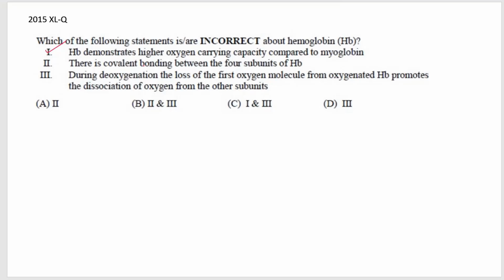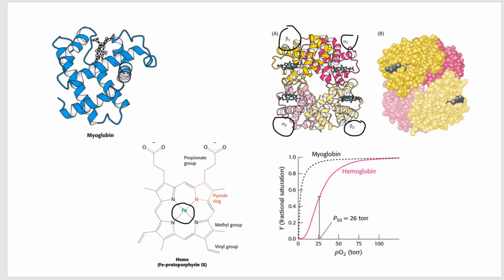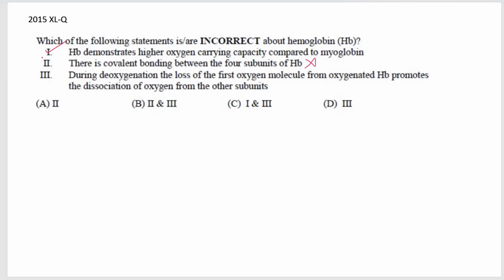So 2, there is covalent binding between the four subunits of Hb. So this option is wrong. There is no covalent binding between the four subunits of Hb. They are just bound together by hydrophobic interactions and all those things. There is no actual covalent bonding. Okay. So this option is incorrect. Number 2 is incorrect.